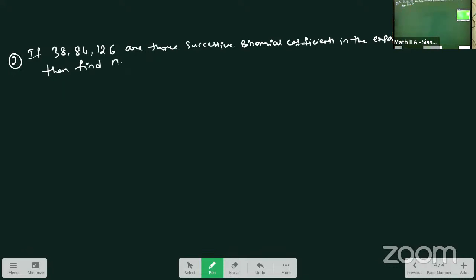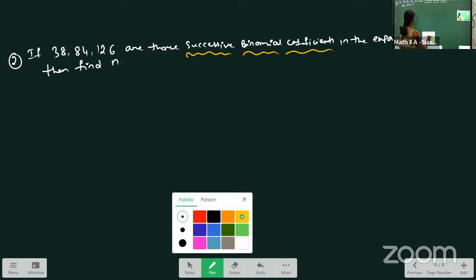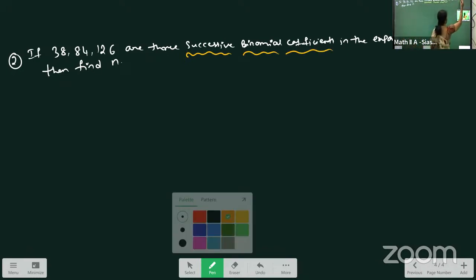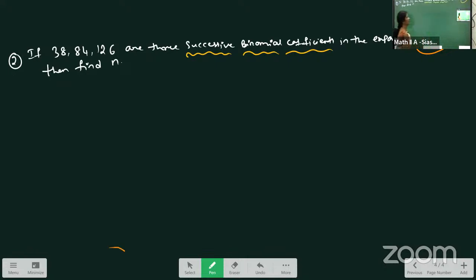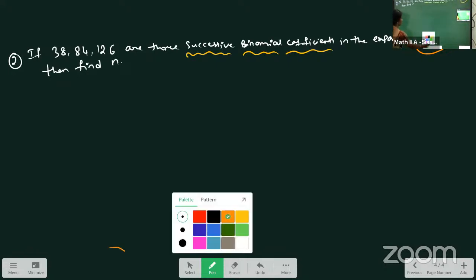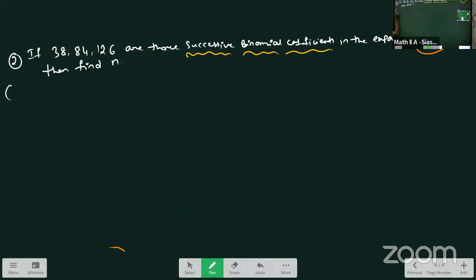In the previous question, it was clearly mentioned second, third, fourth terms of the expansion. But here the hint is successive binomial coefficients of this expansion. So before going to that, we should know the expansion of 1 plus x whole to the power n. So the solution goes like this.